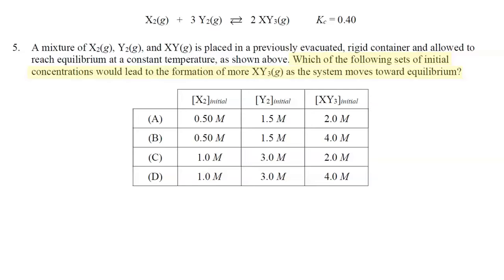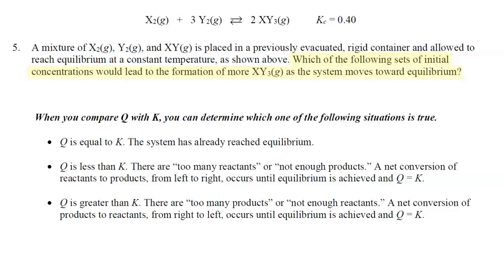So we're looking for a set of conditions in which the additional product will be formed. And since XY3 happens to be a product, we're looking for a situation in which there will be a net conversion from reactants to products or from left to right. So that means as we examine the value of Q and compare the value of Q with the value of K, we're looking for the correct answer in which Q is less than K, because that would lead to the formation of additional product, or XY3.